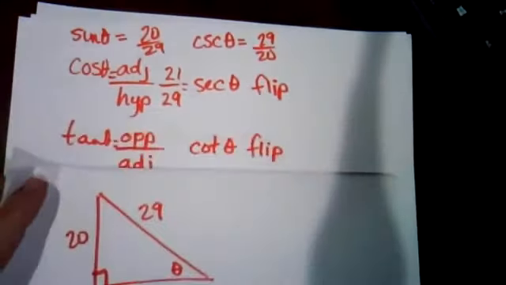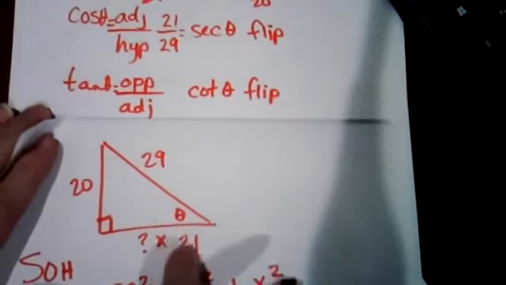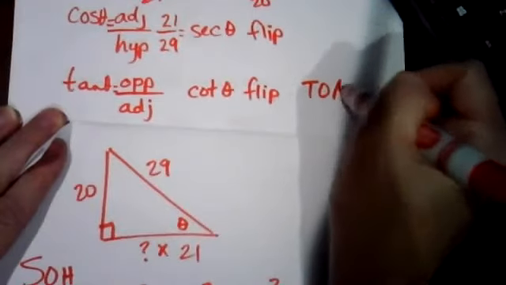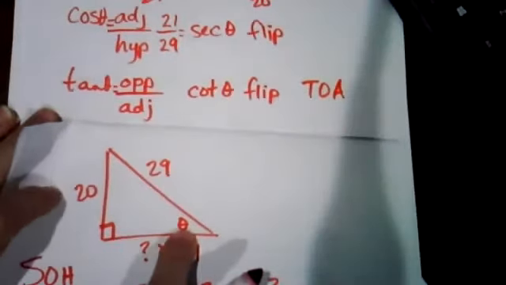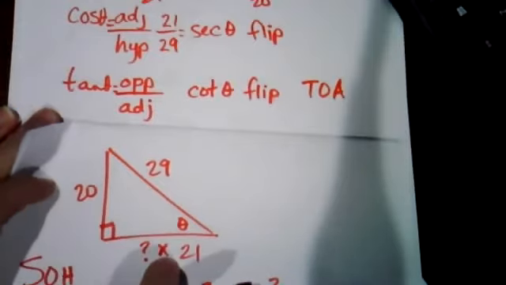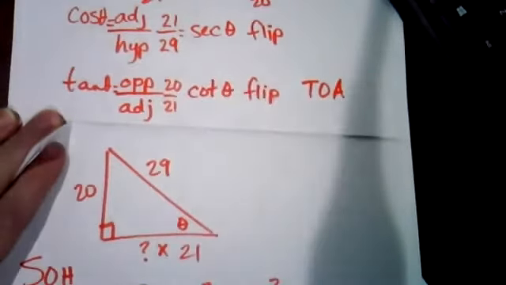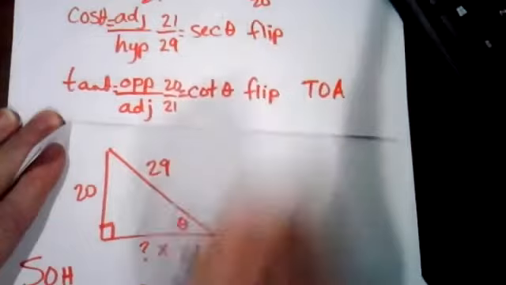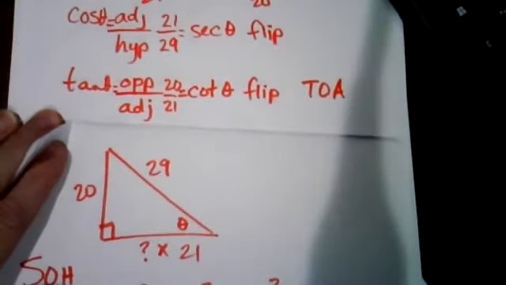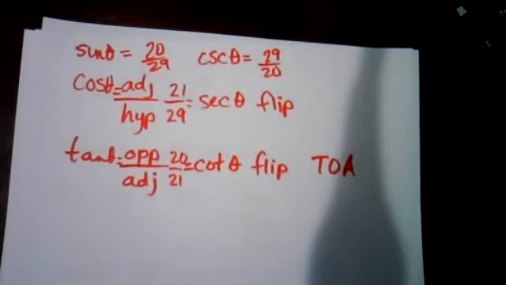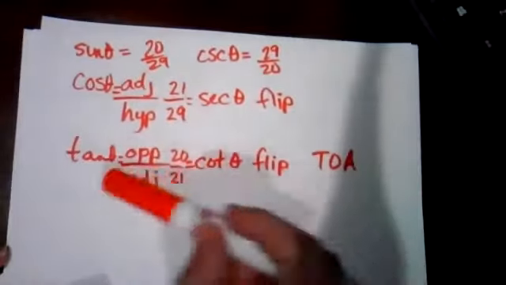All right. Now over here, I have tangent theta. Tangent theta is TOA, right? Okay. So opposite of theta over adjacent of theta. So that would be 20 over 21. Okay. And that's also equal to my cotangent of theta. All right. Hopefully that made sense. And we went through those 5 other functions. See, 1, 2, 3, 4, 5. Okay. That 6th one was given to us. That was the sine theta.